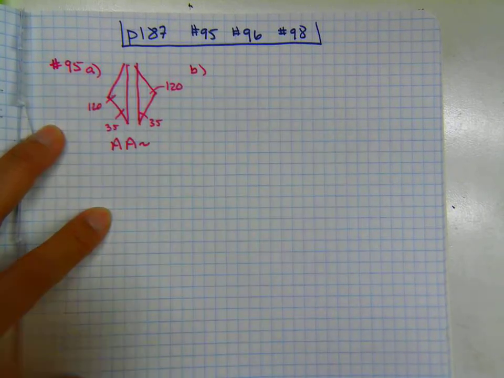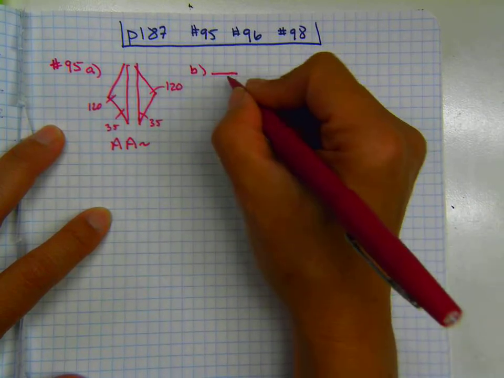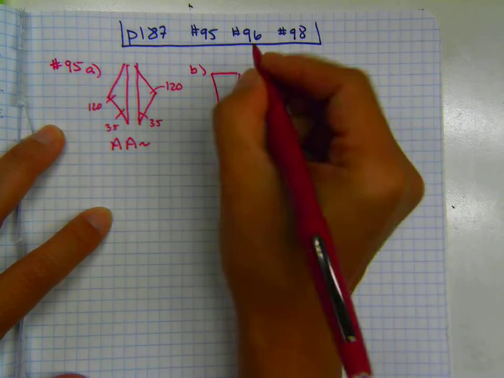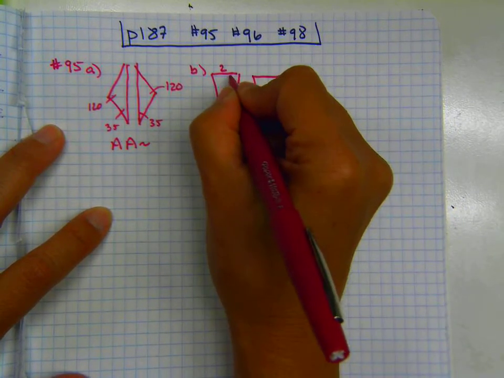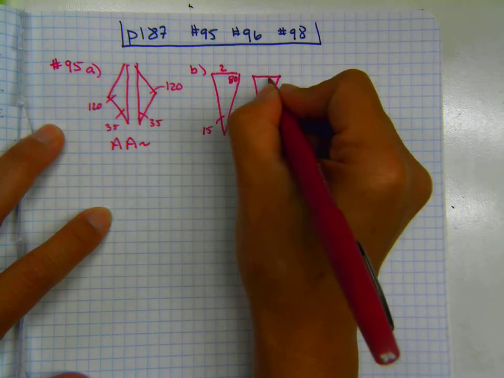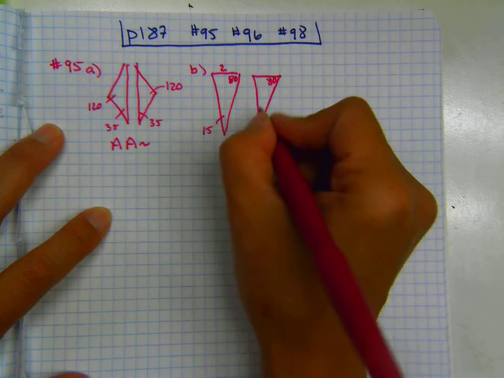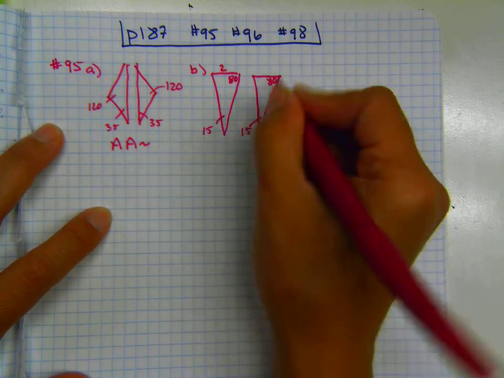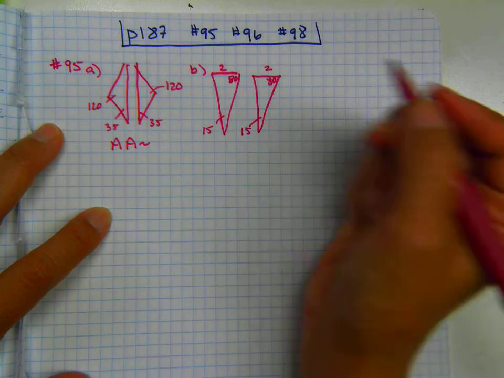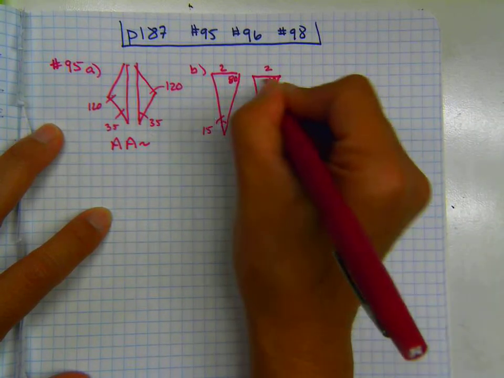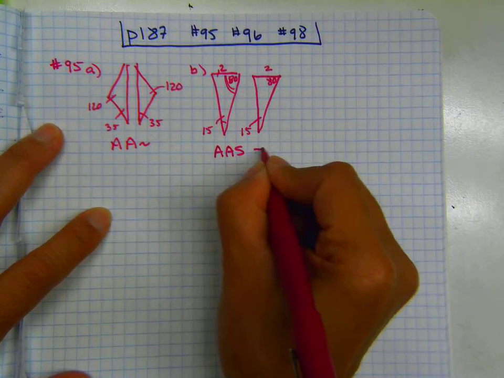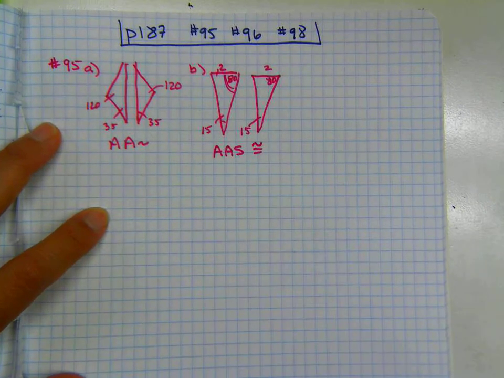All right, B. The triangles are disoriented, so I'm going to reorient them so that they look like they're in the same position. So we have a 2 up top, we have an 80, and we have a 15. I'm going to put the 80 up here, so if the 80 is up there, the 15 went down there. So far, we have angle, angle. And then there we have a 2 up here as well. So we have angle, angle, and a side. Well, angle, angle, side is one of our conditions for congruence.